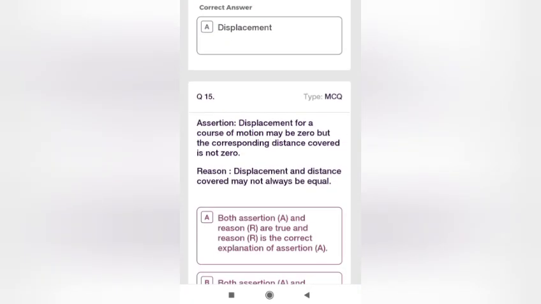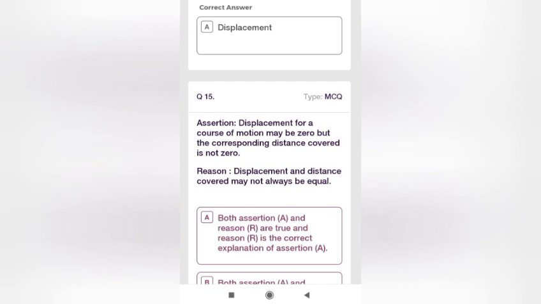Displacement for a course of motion may be zero. Yes, displacement can be zero when the initial point and the final point are the same. But the corresponding distance covered is not zero. That is also true. Distance cannot be zero, only displacement can be zero. Displacement and distance covered may not always be equal.